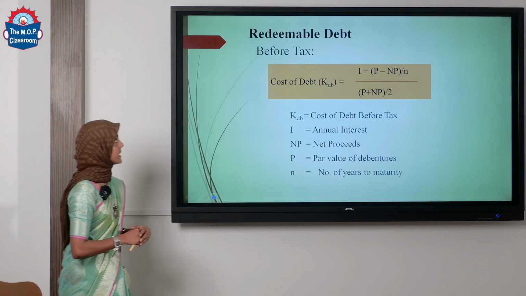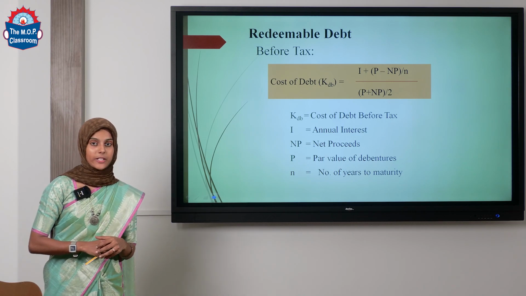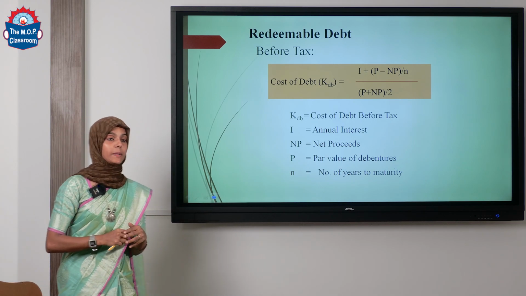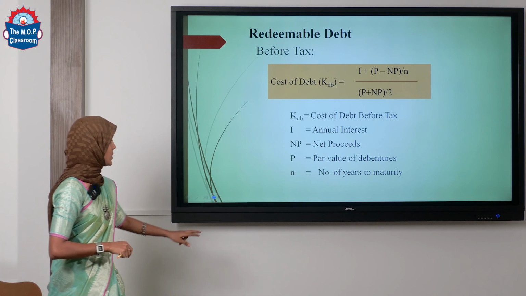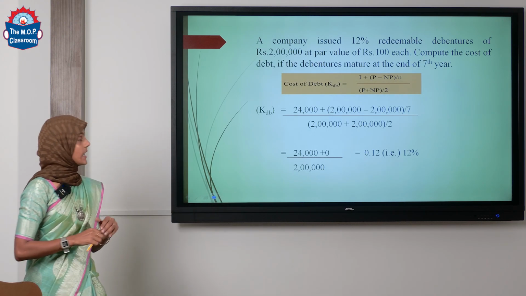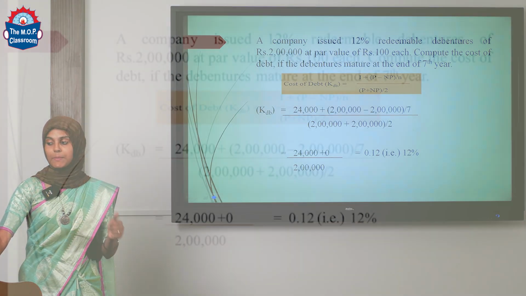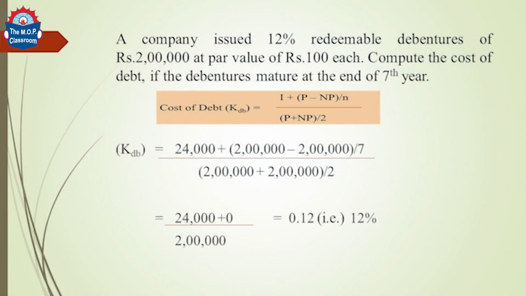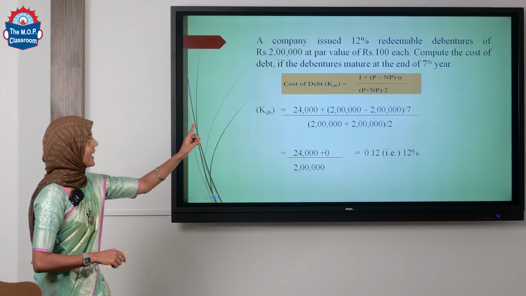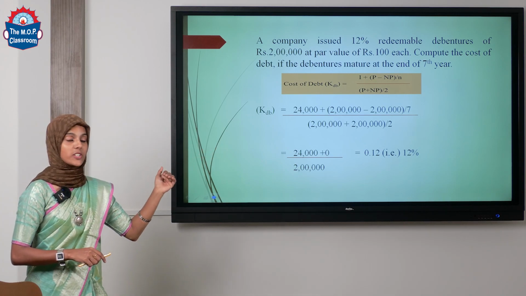Moving on, we will see the calculation for redeemable debentures. In order to find out the cost of redeemable debentures, the following is the formula. We will see an example sum now. A company issued 12% redeemable debentures of rupees 2 lakhs at par value of rupees 100 each. Compute the cost of debt if the debentures mature at the end of the 7th year. So, we are going to simply apply the values into the formula. I is nothing but interest, P is the par value of the debentures, NP is the net proceeds of the debentures, and N is the number of years it takes for the debenture to mature.